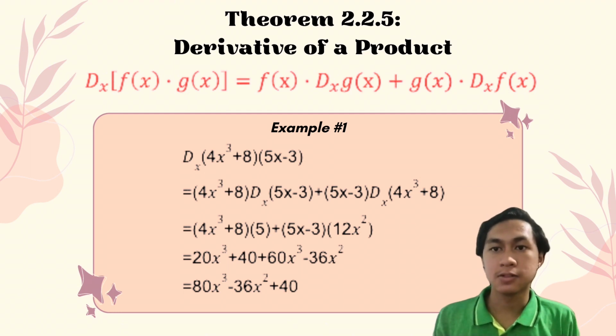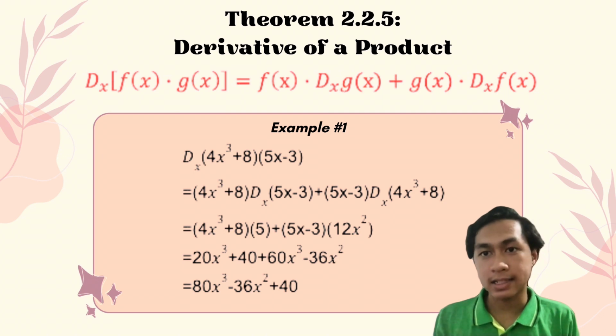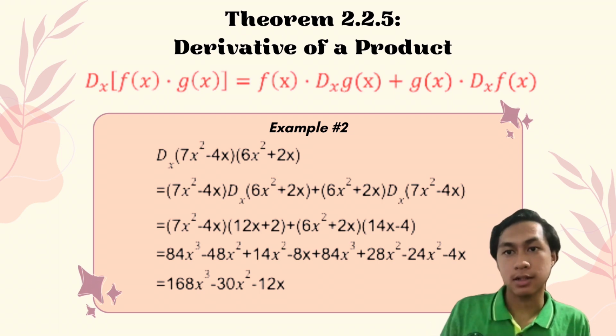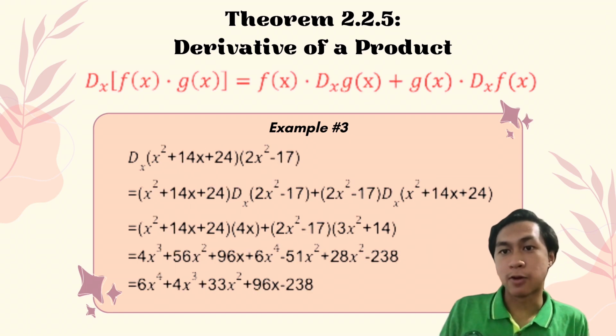Right after that is to simplify the like terms. So it will equal to 80x cubed minus 36x squared plus 40. To understand more about the derivative of product, here is the example number 2. You may try it yourselves, and for more guide, here is the example number 3.